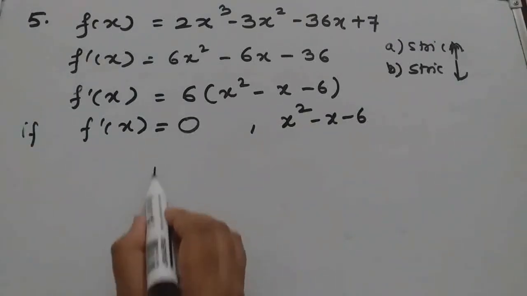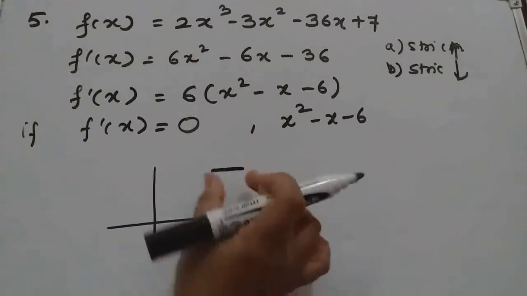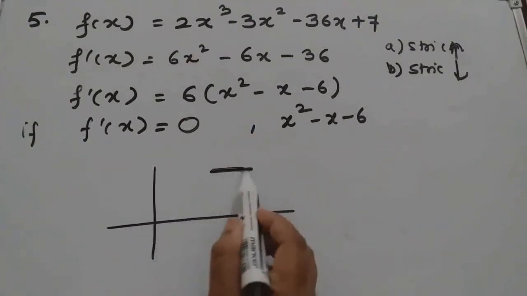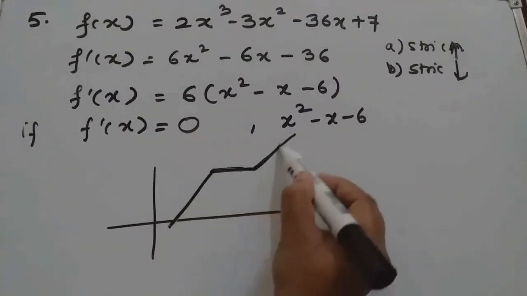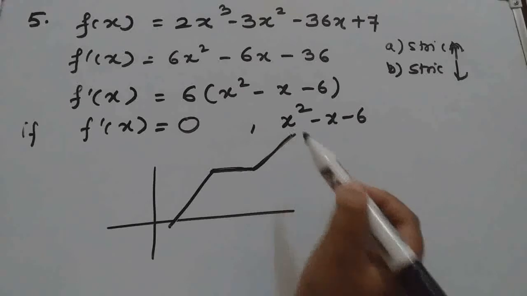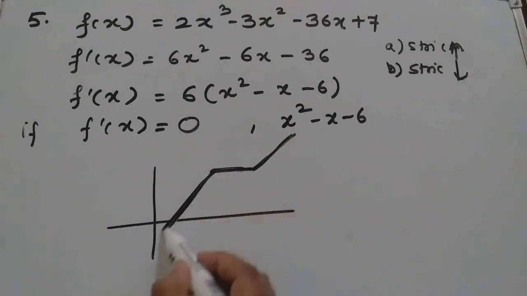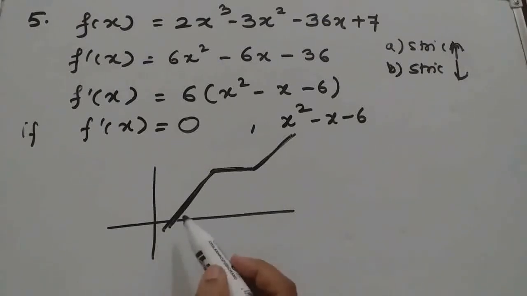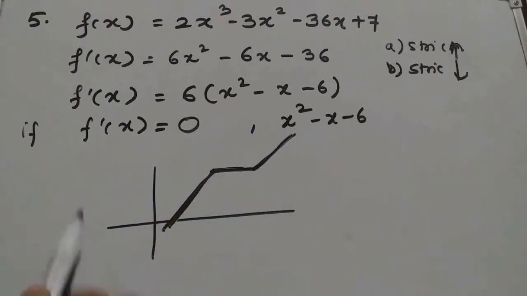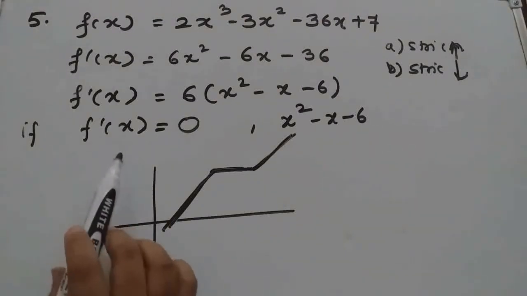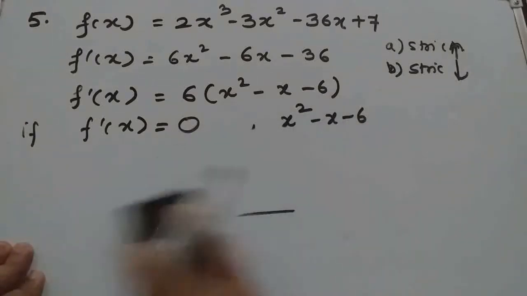See, we know, suppose at this point the derivative is 0, and here it is changing. So if f dash of x is positive, the function is increasing. If the derivative is negative, that means the function is decreasing. So at which point do we have to check? To find the value of x, we will substitute f dash of x as 0.